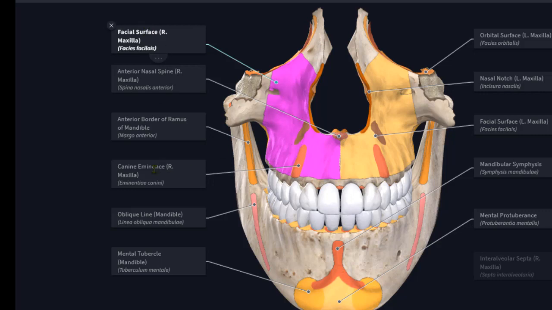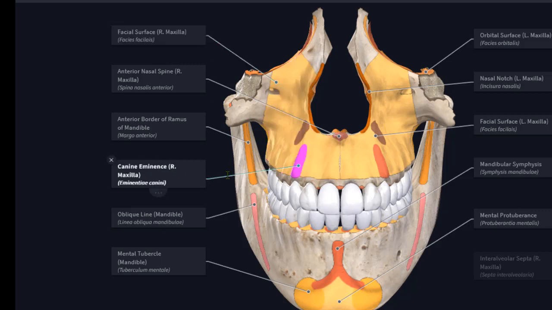And here you will find the canine eminence. This canine eminence indicates the presence of the canine tooth. Here you will find a fossa, which is your incisive fossa, and here another fossa, which will be your canine fossa. So medial to the canine eminence is the incisive fossa; lateral to the canine eminence is the canine fossa.